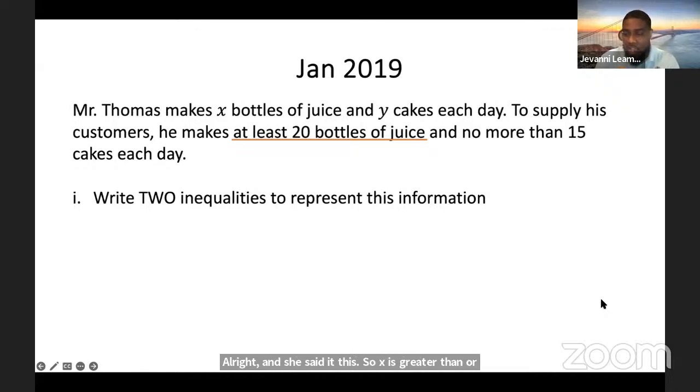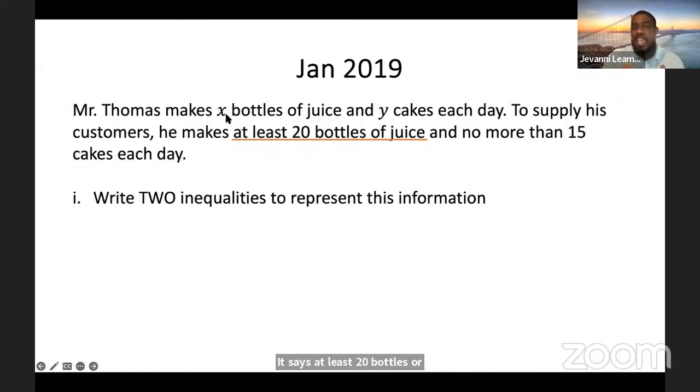Why are some persons saying it's less than or equal to? At least 20 bottles. If I have at least $100 on me, that means I have $100 or more. Kenny and Keno, why are you stating that? You're writing 20 less than 15. That's not what is underlined. It says at least 20 bottles of juice.